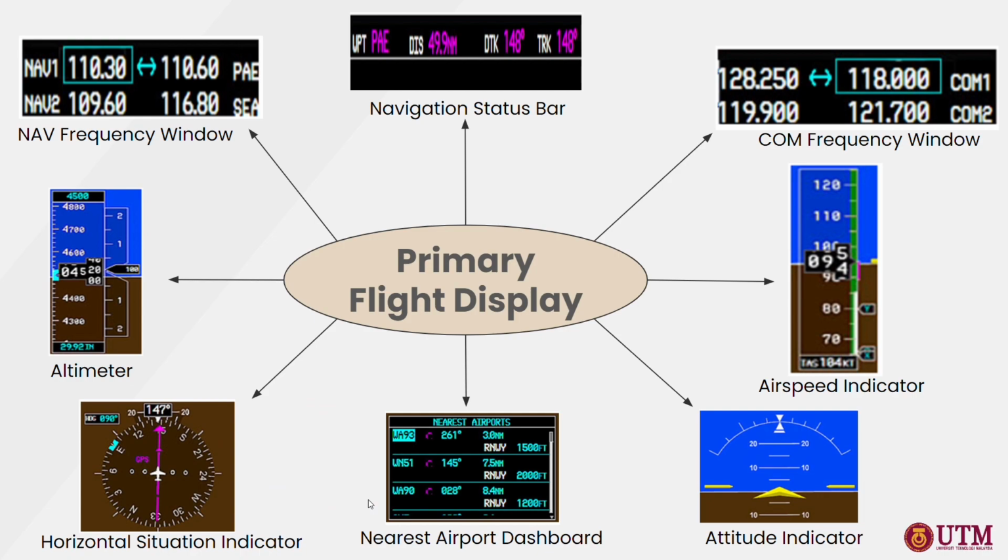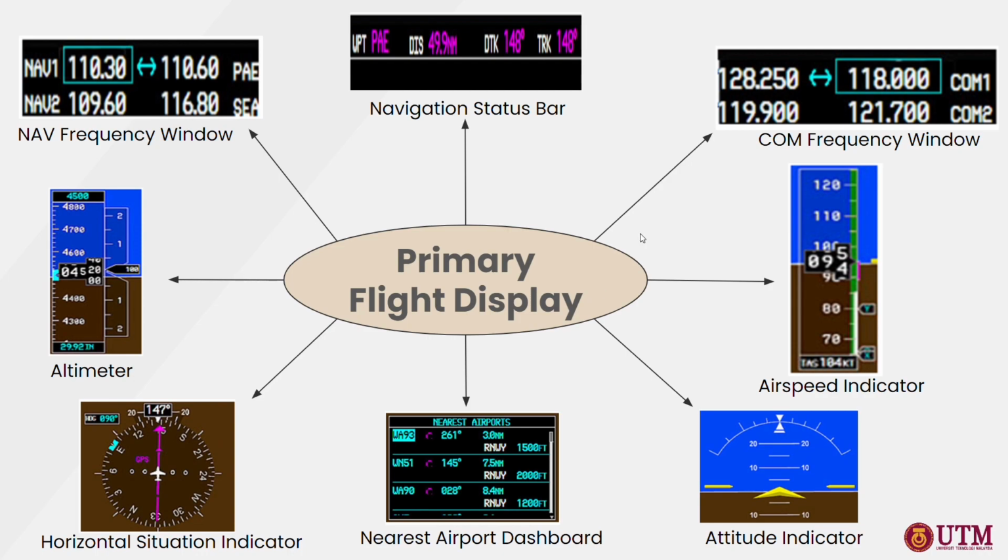So basically there will be eight of the primary ones. The first one is the navigation frequency window, which will display the active and standby frequency for dual VOR and ILS receiver. And the second one is the navigation status bar, which displays flight plan information such as next waypoint, distance to the next waypoint, and the current track when flying a route created using the flight planner.